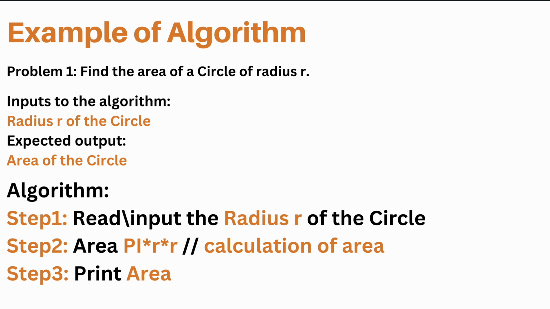So what will the algorithm be? Step 1: read or input the radius r of the circle. This is the input we need while writing the algorithm for finding the area of a circle. Step 2: calculate the area using the formula, area equals pi r square. And the third step, print the area, right? So in these 3 steps we can find the area of a circle of radius r.